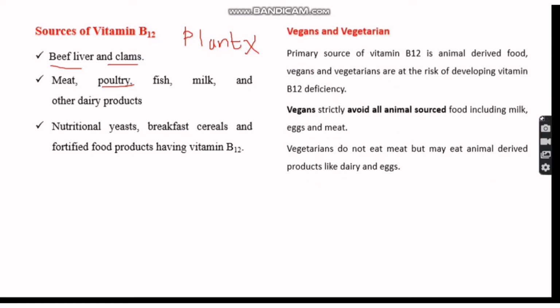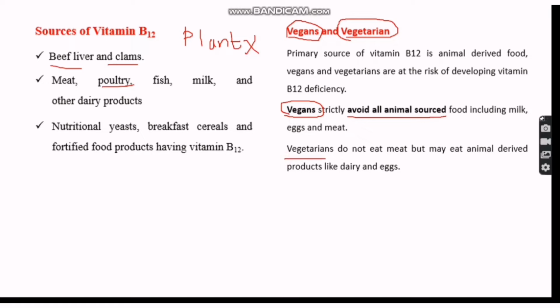There are two terms that we use. One is vegan and the other is vegetarian. The main difference between vegan and vegetarian is that vegans are those individuals that strictly avoid all animal source food. It means the individual does not consume any food that is derived from animals, like milk, egg, meat, yogurt, cheese, anything that is derived from animals. A person who strictly avoids it is called a vegan.